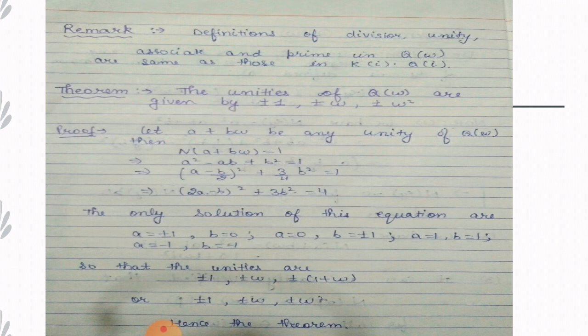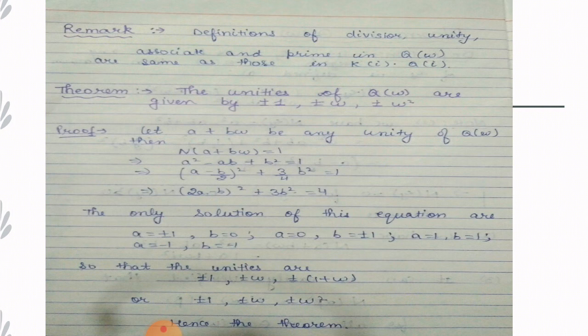Let's take the proof. Let a plus b omega be any unity of Q omega. Then norm of a plus b omega is equal to 1. We know the norm of a plus b omega from the previous slides: a square minus ab plus b square is equal to 1. If we add and subtract 1 by 2 b whole square, we get a minus b by 2 whole square plus 3 by 4 b square equal to 1. Taking LCM, we get 2a minus b whole square plus 3b square is equal to 4.